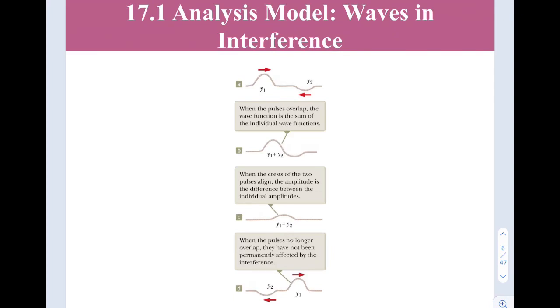Now, let's consider this figure. We are going to consider two pulses again, represented by y1 and y2. They are traveling in opposite directions, similar to the previous diagram. However, y2 has a negative y displacement, which is negative y2. Therefore, at the instant shown in figure 17.2 here, the amplitude of the combined wave will be less.